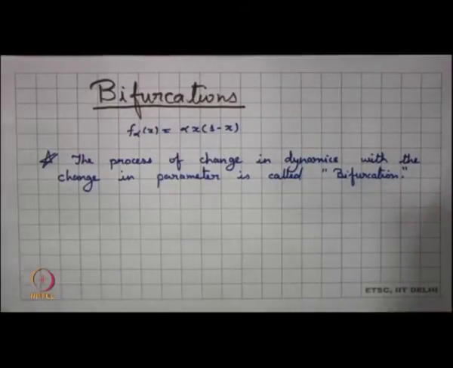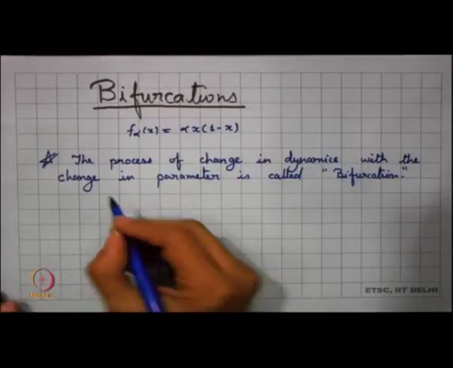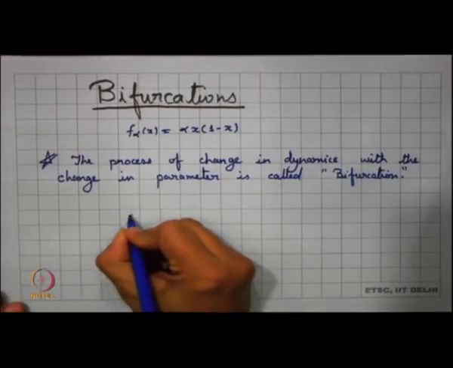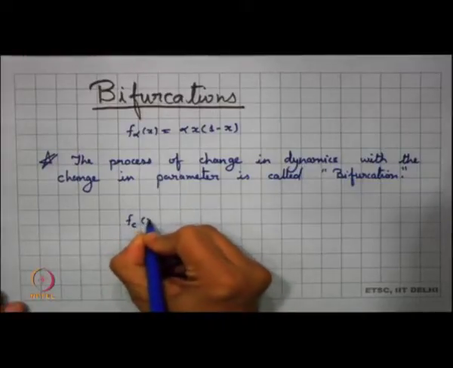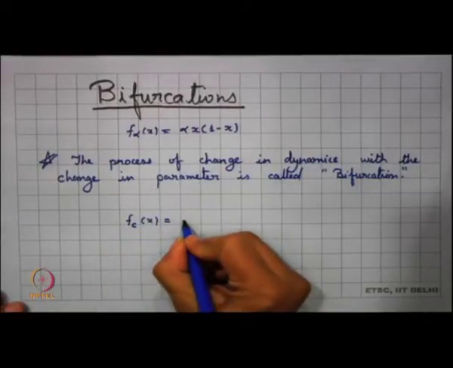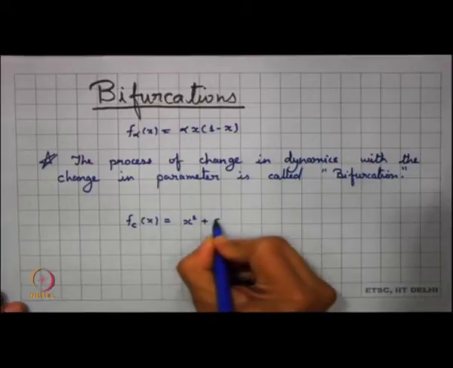In our population model, we had studied the logistic map, which is again a family of curves. Today let us look into another example. So, we take up another family of curves. We define f c of x to be equal to x square plus c.